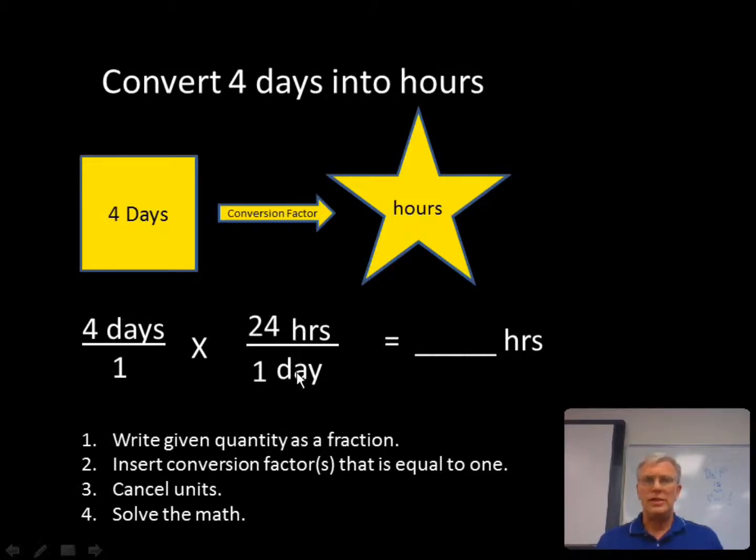24 hours is equal to 1 day. That is the same as 1. This conversion factor is equal to 1. All right, so we can cancel out days. We're going to be left with hours, and that's what we're looking for. Once we cancel the units and we have the desired units, now we do the math. Multiply across the numerator, multiply across the denominator, and in this case we end up with 96 hours.